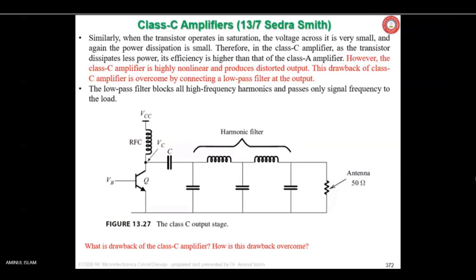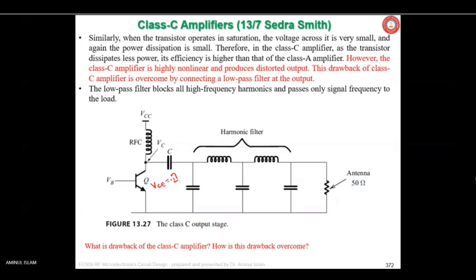Similarly, when the transistor operates in saturation, the voltage across it is very small. The saturation voltage of a transistor is denoted by VCE(sat). What is the value? Can anybody say? You have studied it earlier also. 0.2 volt. Yes, very good. You are remembering.